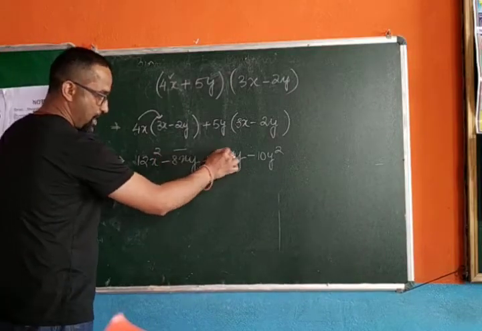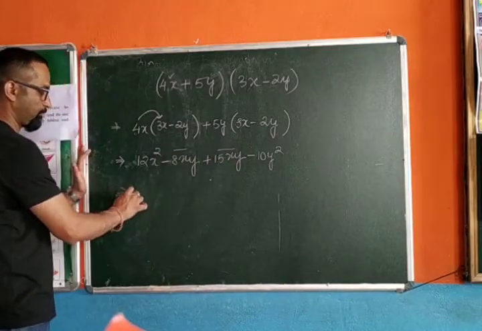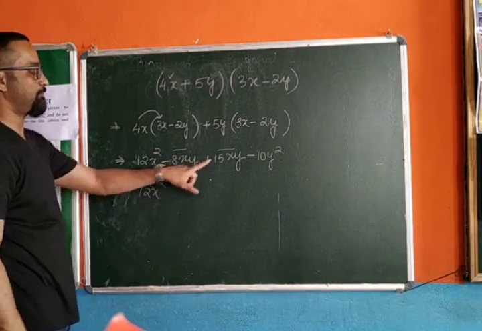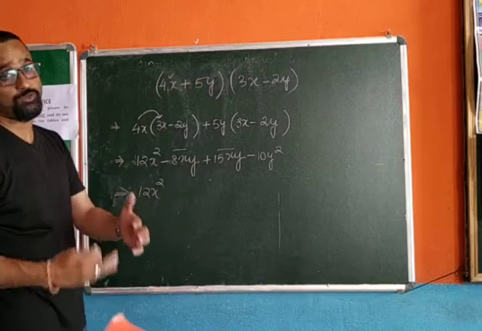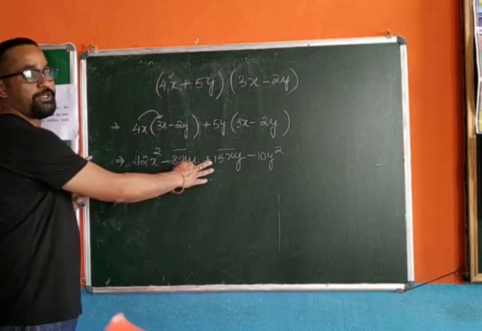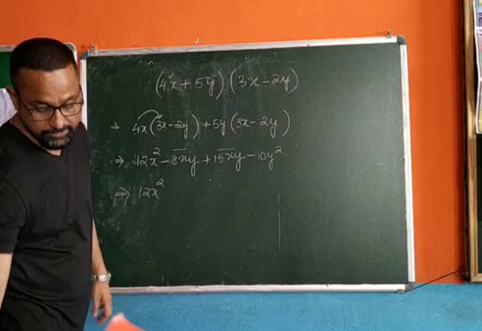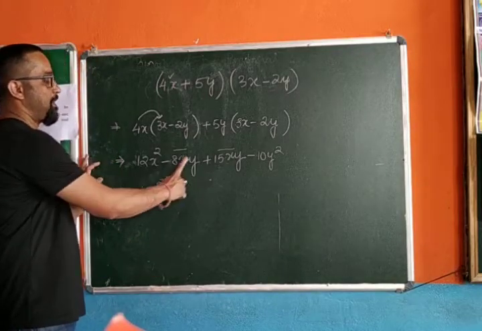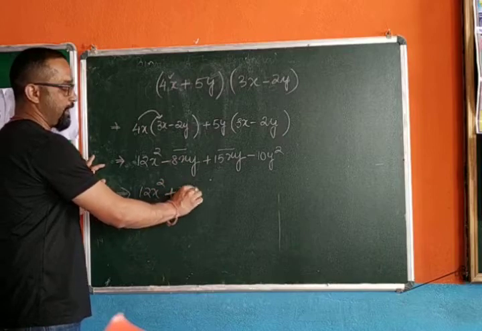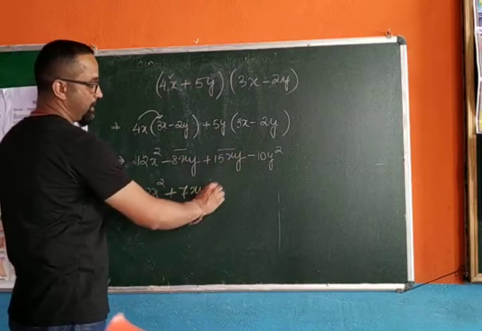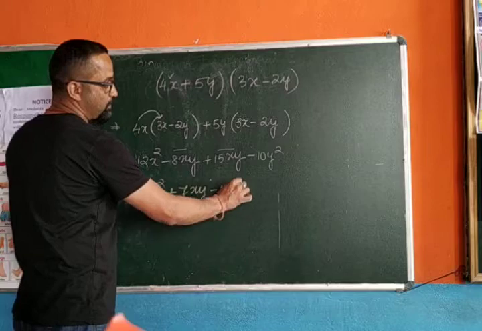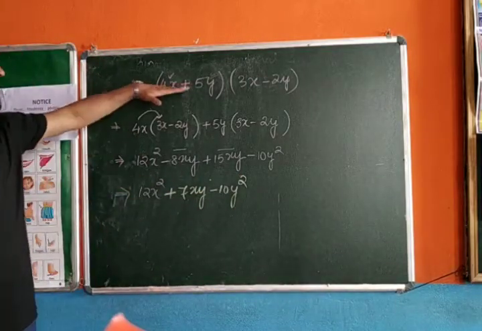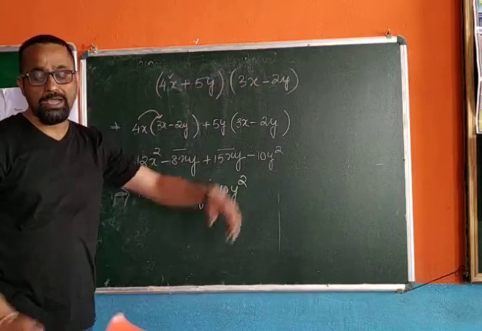Like terms you mark with pencil. 12x squared you write as it is. One is negative, another one is positive. You have to subtract. Sign of greater is positive, so you write positive. 15 minus 8 is 7xy minus 10y squared. Multiplication of binomial by a binomial.